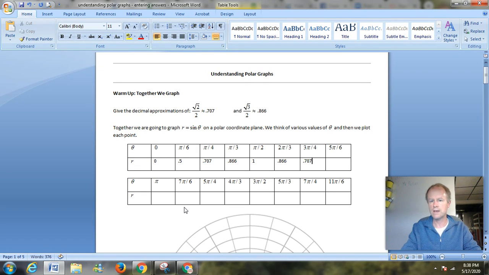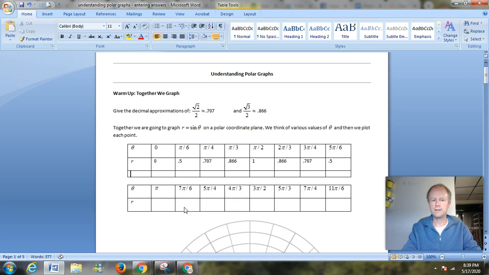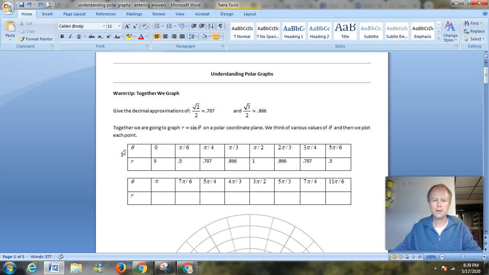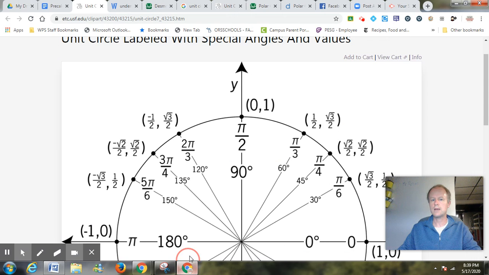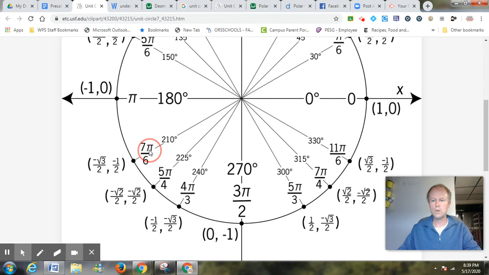0.866, 0.707, 0.5, and then if we go down to pi, the sine of pi is 0. And then if we keep going here, at 7 pi over 6, let's look at that. 7 pi over 6 down here. What is the y-coordinate there? Negative a half. So you can see that we're going to see the same y values down here that we saw up above. The big difference is they are negative. So you're going to fill in all of those negative values in your table values.